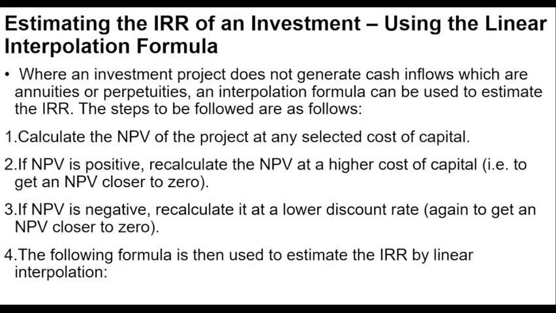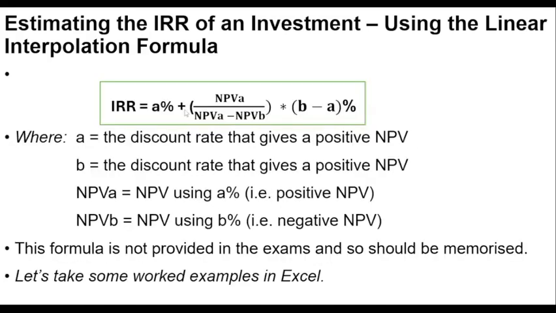Then, step 3, which is actually a variant of step 2, it is only one of step 2 and 3 that happens. The both cannot happen. Okay, now step 3 is saying that if you calculate your NPV and it's negative, as in step 1, recalculate it at a lower discount rate again to get an NPV closer to 0. Now, at any point in time, your NPV should be closer to 0 for you to get a more accurate IRR calculation. All right. Now, the following formula can be used to estimate the IRR after you have gotten your positive NPV and your negative NPV. So this is the linear interpolation formula that is used to calculate IRR.